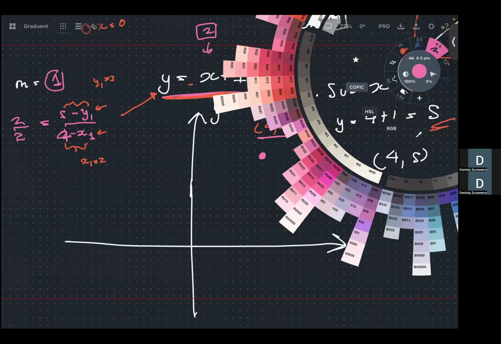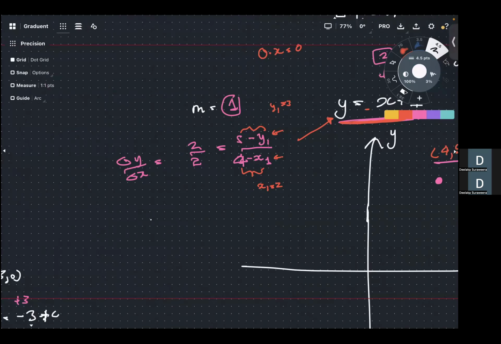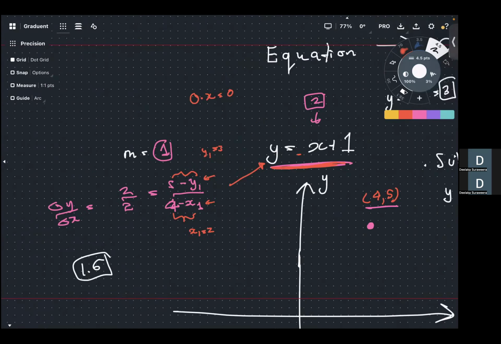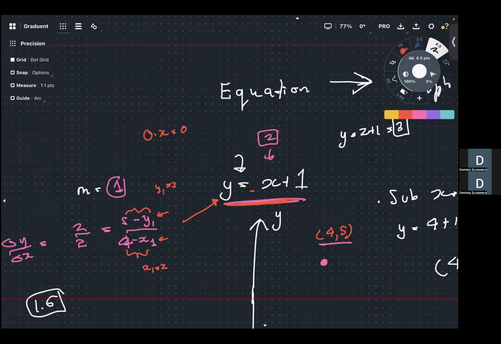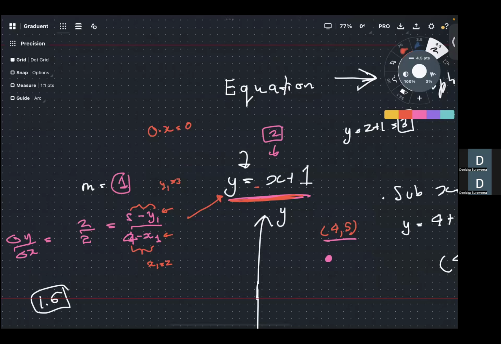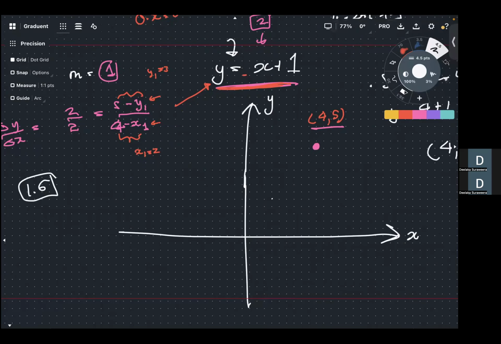Because look, if I give you a gradient like, I don't know, 1.6, to find that thing is a bit harder. But is it harder to sub into this equation if the gradient is 1.6? No. So the way you do it, it gets harder as the gradient gets more complex. But this way stays the same difficulty the whole time. Make sense? So the other point is (2, 3). And you just extend it. And then you have your graph.